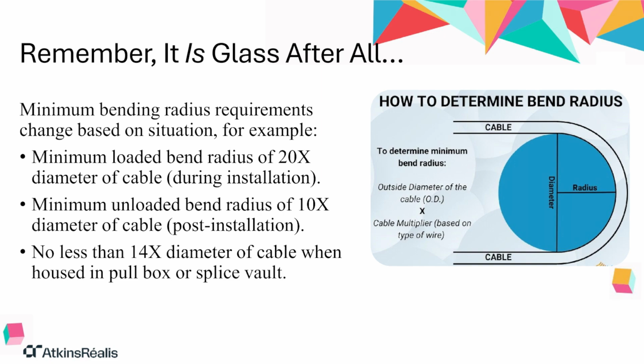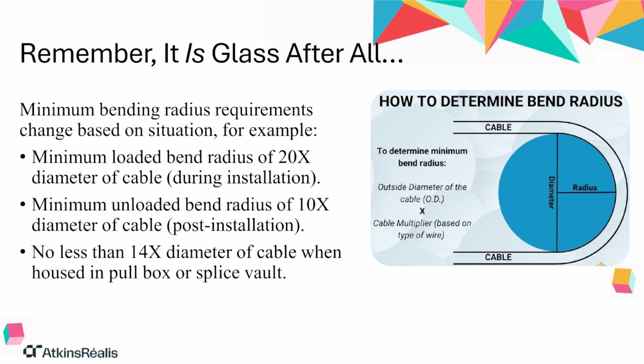Industry standards, and FDOT specs specifically reference these, define different minimums. Typically, there are two main ones. Loaded, which means while the cable is under pulling tension during installation, because of the added stress, the minimum radius is larger, usually 20 times the cable's outside diameter, OD. Unloaded, which is after installation when the cable is just resting in place, like in a conduit or tray. Here you can generally have a slightly tighter bend, typically 10 times the cable's OD.